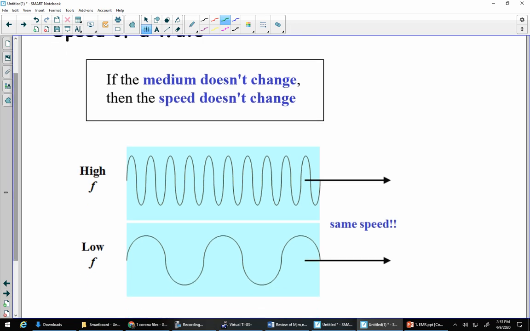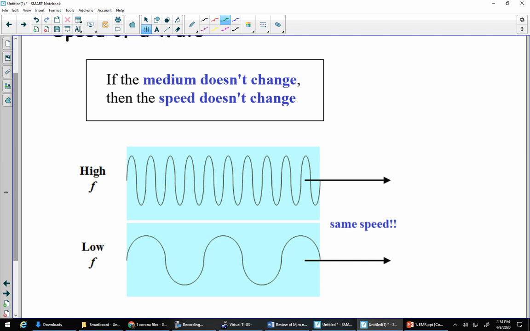Speed of a wave, one important thing to remember: the only real way to change the speed of a wave is to change its medium. And on that note, if it's the same type of wave traveling through the same medium, it's going to travel at the same speed. This is going to be important for this unit, because we're going to be looking at EMR traveling through different substances and changing its speed.